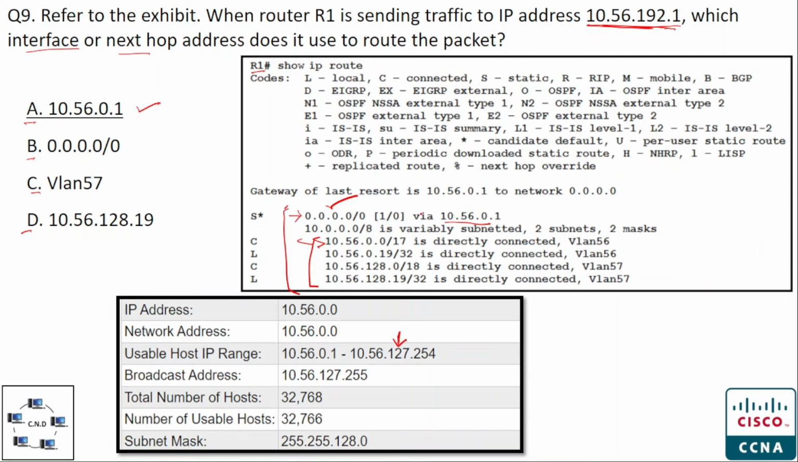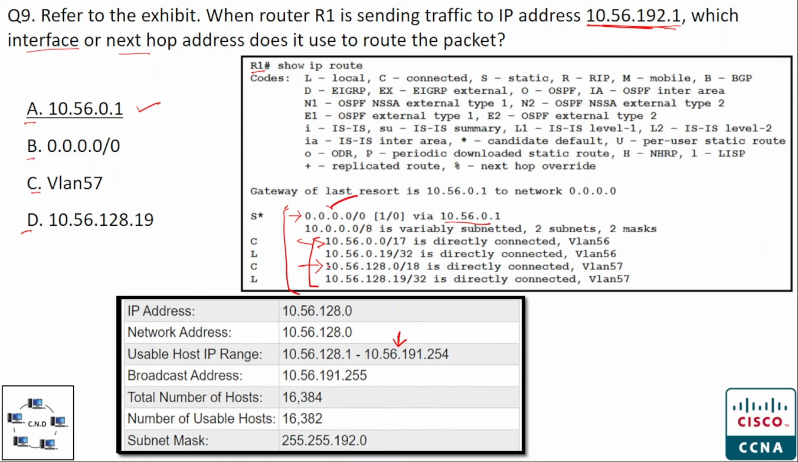Another route is this one. Let's analyze this one as well. So again, this route range is 10.56.128.1 up to 10.56.191.254. So this route also does not contain our desired destination of 10.56.192.1.